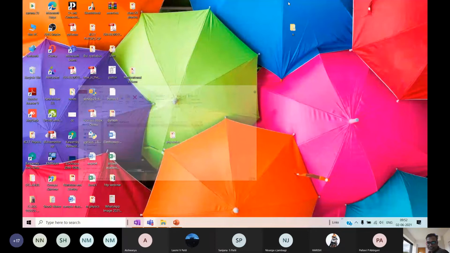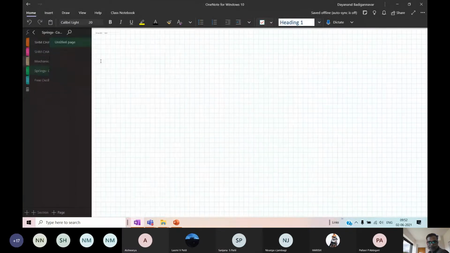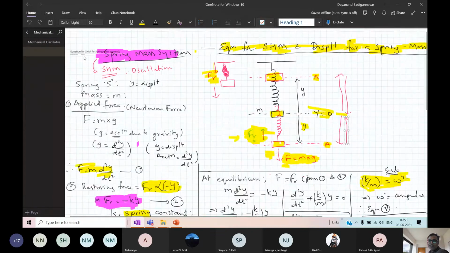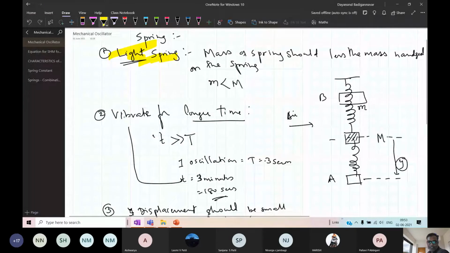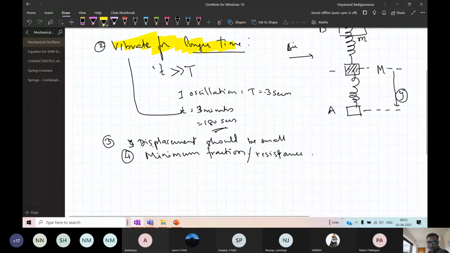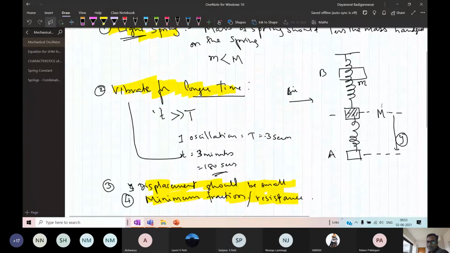Mechanical oscillator, that is a spring mass system. There is a spring mass system. In the last class we have done some discussion. We have discussed what is a spring, the conditions for a spring, and what is meant by a light spring. What are the conditions? The spring should be light, it should vibrate for a longer time, the displacement shall be small, and the friction should be minimum. These are the conditions for a spring, so that we can use it as a simple harmonic oscillator.